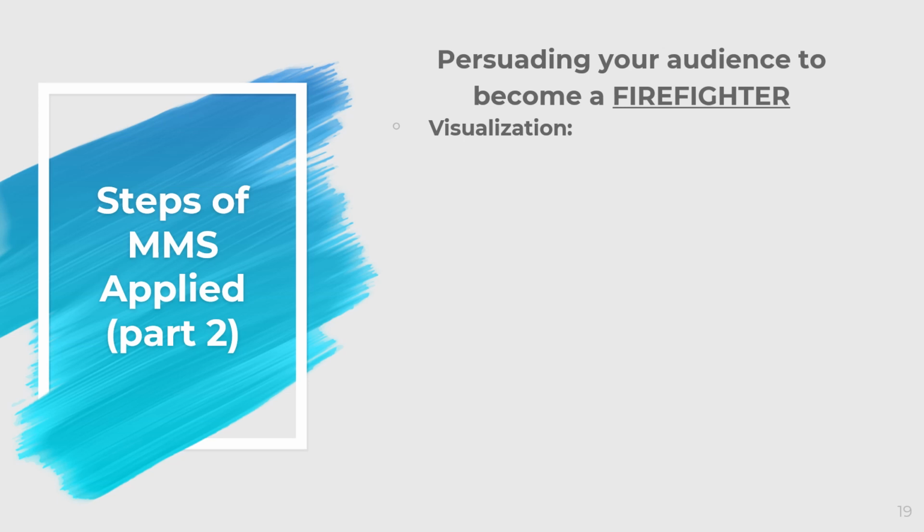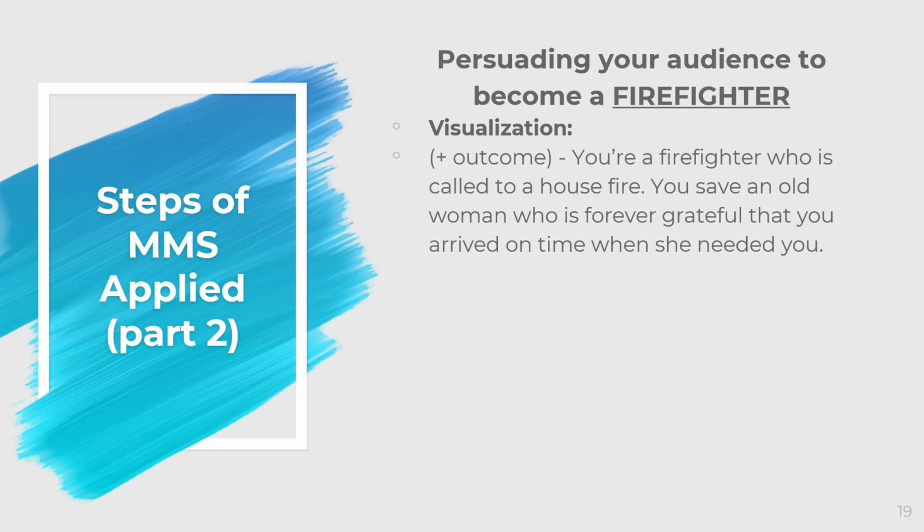Visualization. So remember there's two. There's a positive and there's a negative one. You're only going to have to do one for the MMS. Positive outcome. You're a firefighter who is called to a house fire. You save an old woman who is forever grateful that you arrived on time when she needed you. So if you do that job, or if someone does that job, then this positive outcome happens.